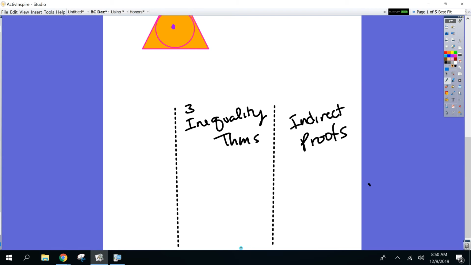Am I going to ask you to write it out? Nope, but make sure you understand what's going on because there's a ton of problems where you have to apply them. And then the final third is points of concurrency and constructing them.